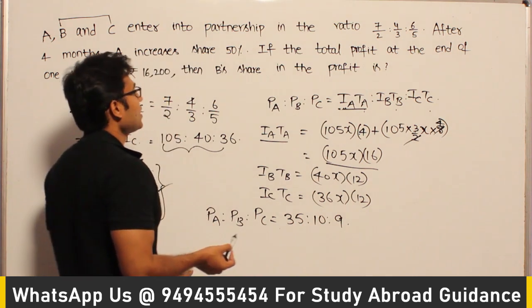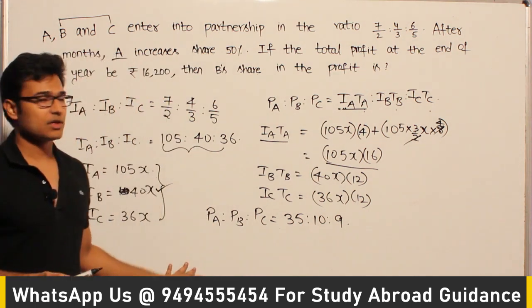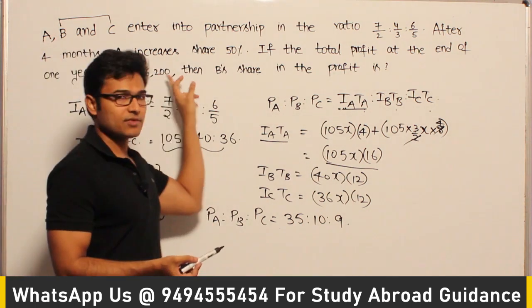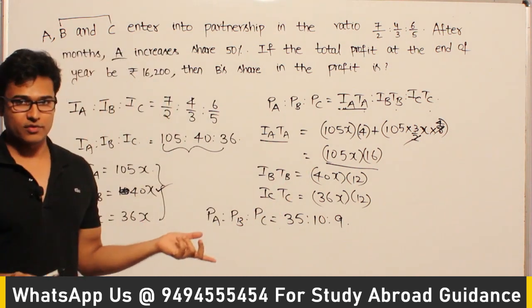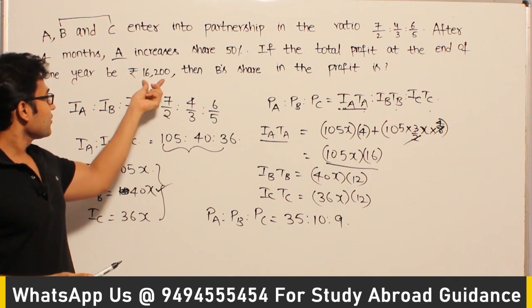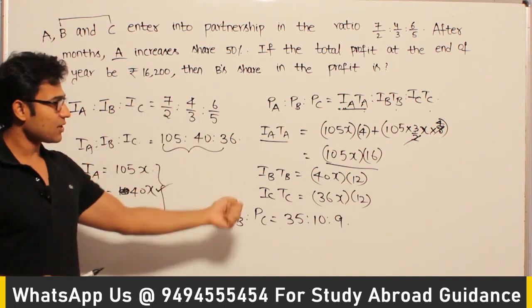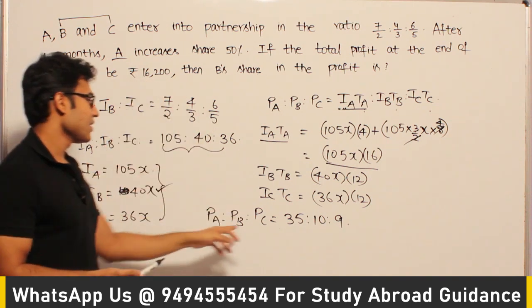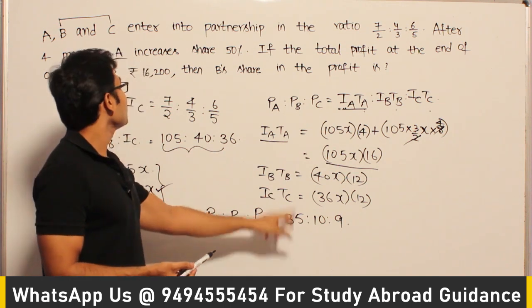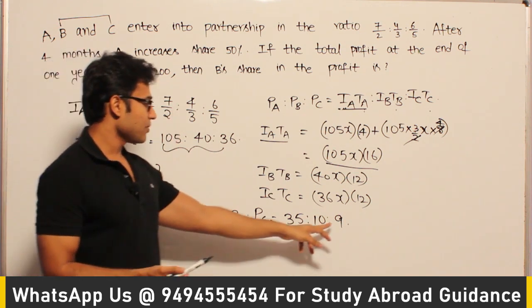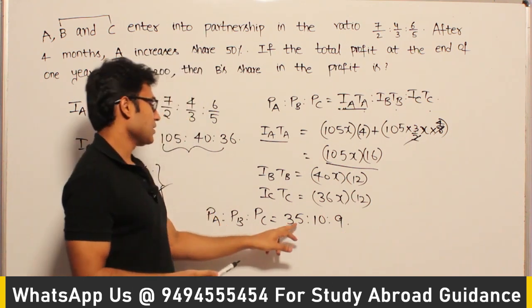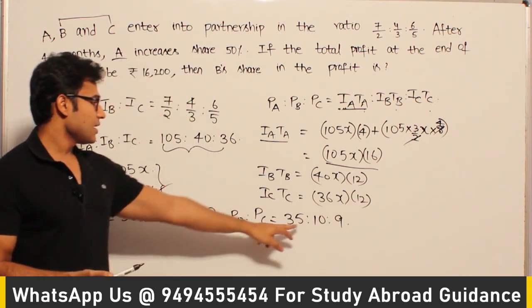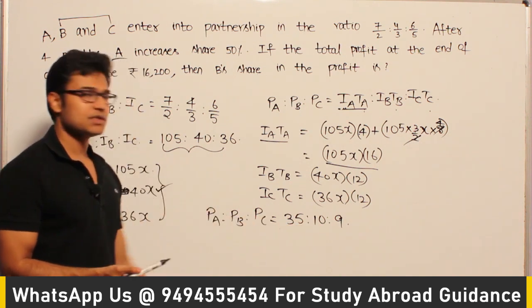Now the question is, what is B's share in the profit? They have given us the total, which is 16,200 rupees, the total profit they got. And for the 16,200 rupees, we are going to share it like 35 parts has to go to, okay, what is the total number of parts? Total number of parts is 54 parts. Out of 54 parts, 35 parts has to go to A, 10 parts to B and 9 parts to C.